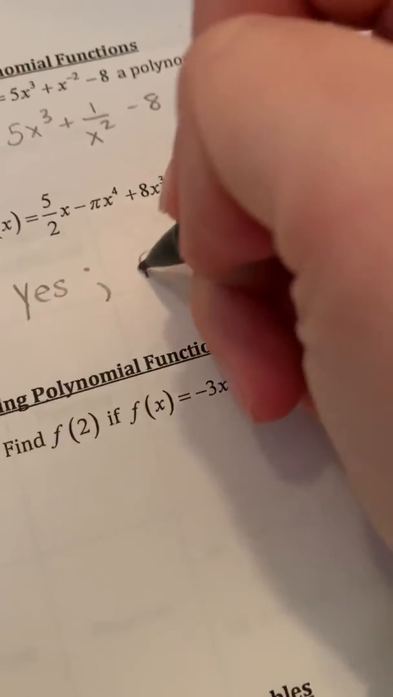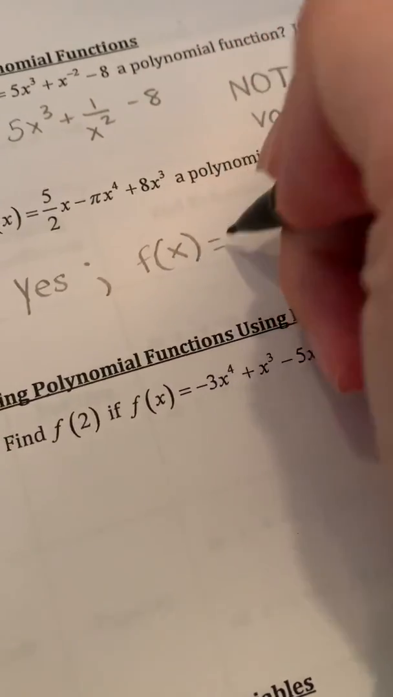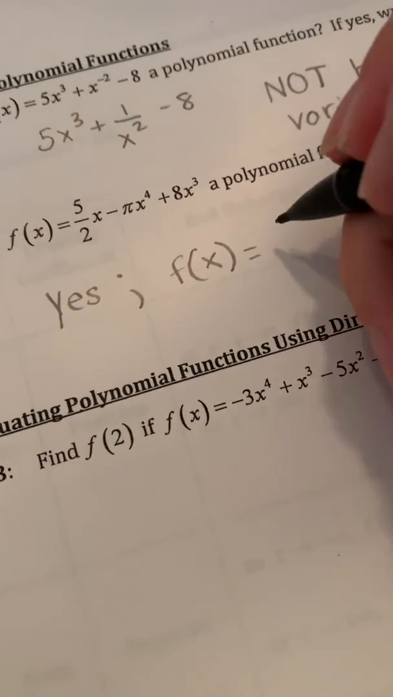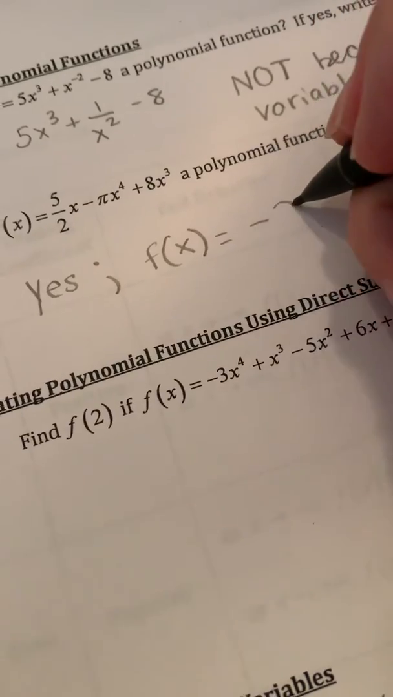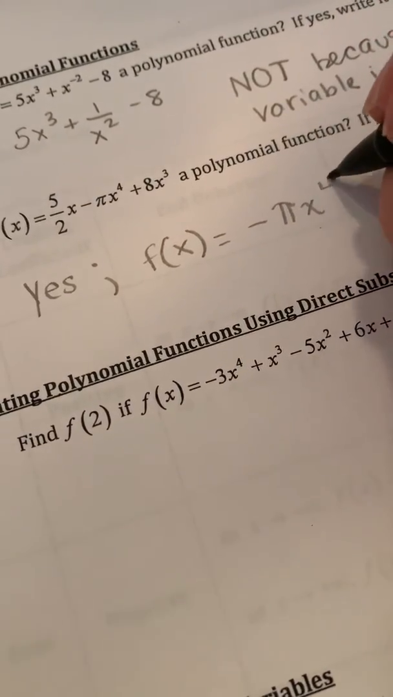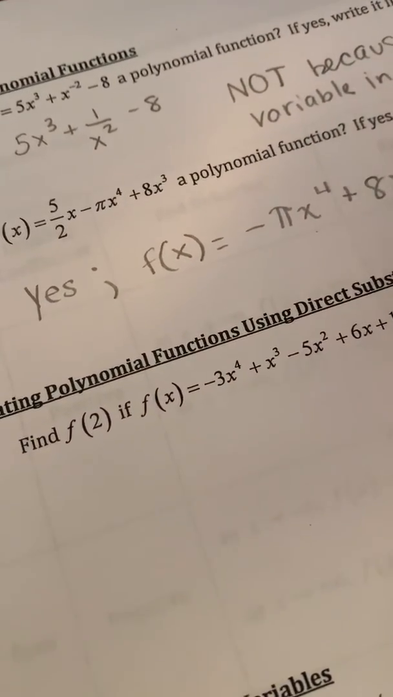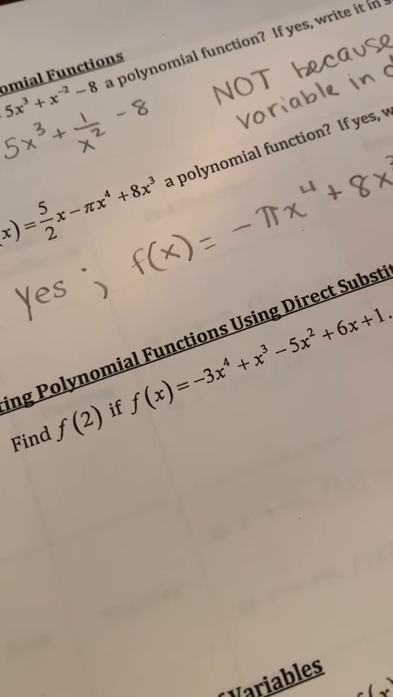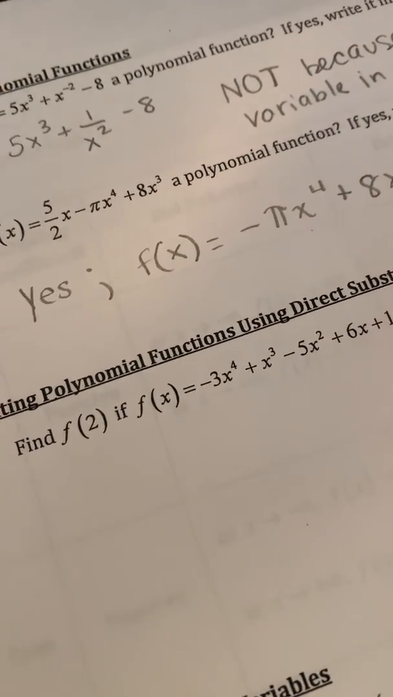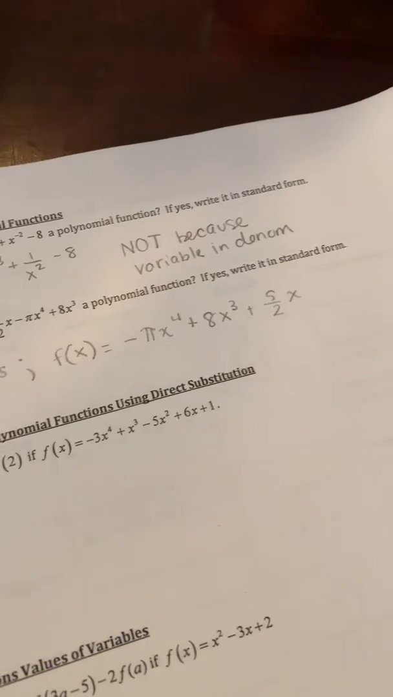And if we write that in standard form, we want to make sure we're going from the highest power to the lowest. So this would be negative pi x to the 4th plus 8x cubed plus 5 halves x. And now we are in standard form.